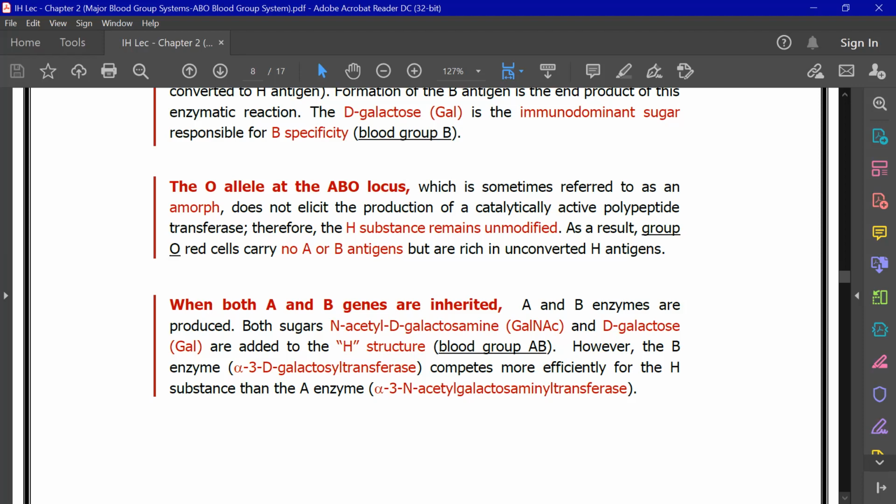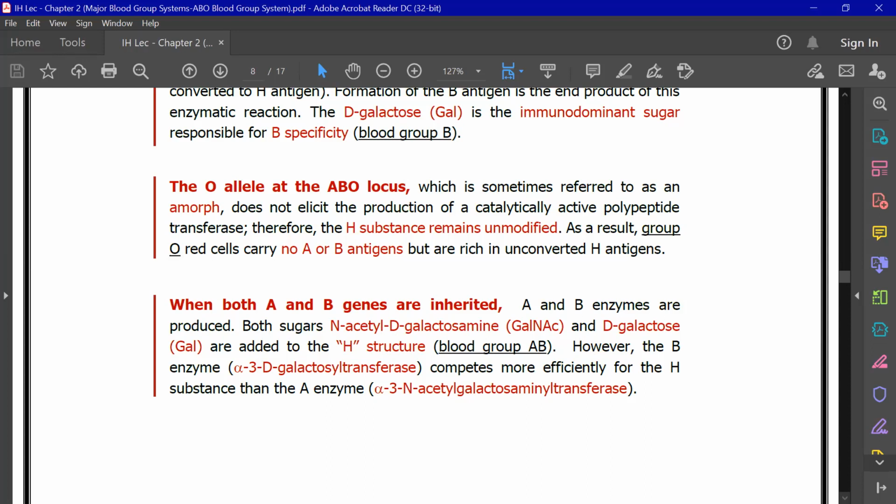Therefore, dahil wala siyang protein na na-produce, wala siyang enzyme, the inheritance of your O allele does not produce any protein or enzyme na sana mag-a-add ng sugar doon sa ating H antigen structure. At dahil dyan, ang ating H antigen structure remains unmodified. So once we inherit the O gene, your H antigen structure remains unmodified. Kasi nga, wala naman siyang na-produce na protein na mag-a-add sana ng sugar dun sa ating H antigen structure. At dahil walang protein na na-produce, wala ding na-add na sugar. So at dahil walang na-add na sugar, ganun pa rin yung ating H antigen structure. So H substance remains unmodified once we inherit the O allele or the O gene.